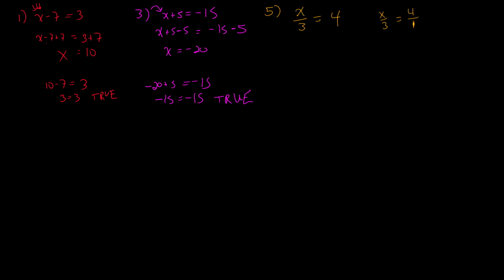So to undo this division, I multiply this side by 3. But whatever I do to one side, I do to the other. And so 3 times x over 3, these will become a 1. And 4 times 3 is 12. And so x equals 12. I'll put it back into my original. 12 divided by 3 equals 4. 4 equals 4. And this was true. And so x equals 12 is my solution set.